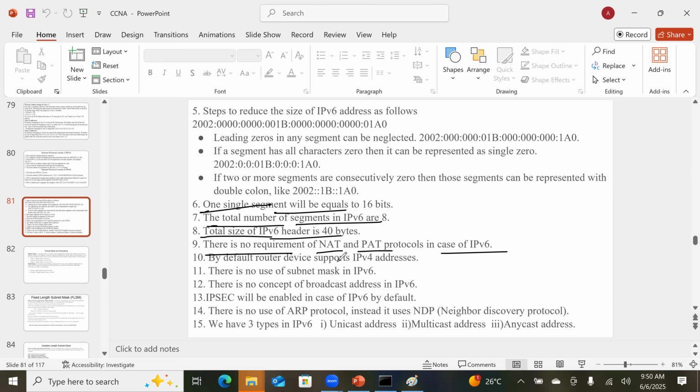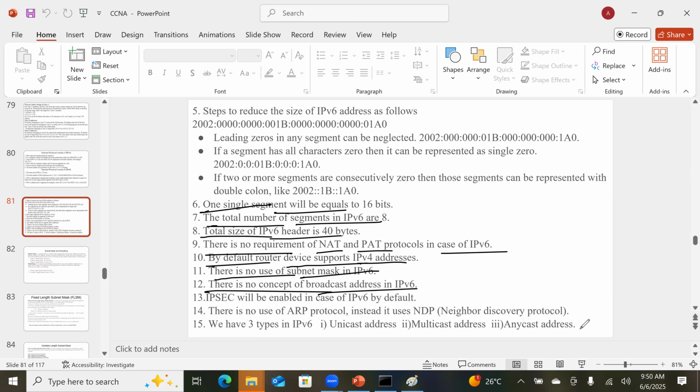By default, a router device supports IP version 4 addresses. Keep in mind that whenever you are doing routing with IP version 6, you have to enable IP version 6 manually, because the router doesn't support it by default. They support only IP version 4. There is no use of subnet masking in IP version 6. Next, there is no concept of a broadcast address in IP version 6.